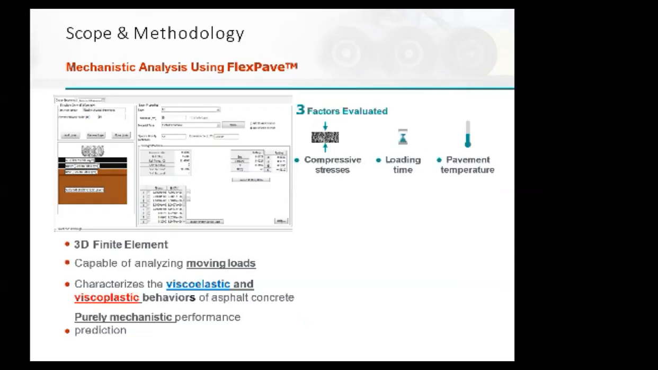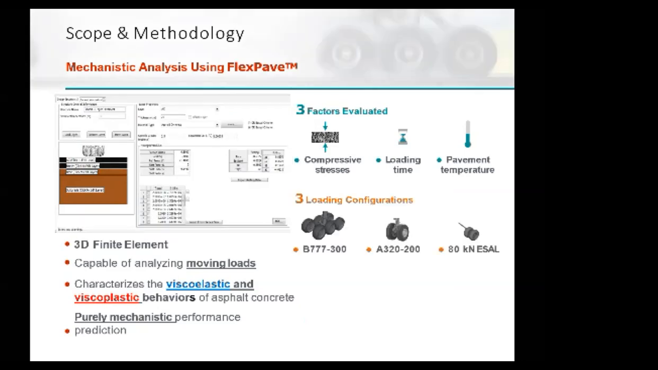So just to go quickly, if you want to do this correctly, we need to look at three factors. What are the compressive stresses being applied on the pavement? What is the loading time? How much time are these loads staying? That's very important. Another important factor is, what is the pavement temperature when these loads are being applied? Now, we have to deal with the various configurations that the different airplanes have, because those do affect the compressive stresses and the loading time.